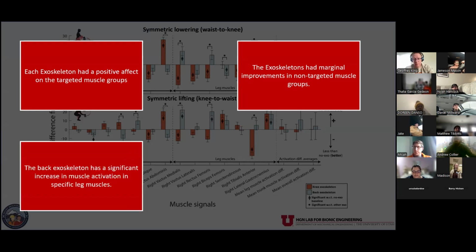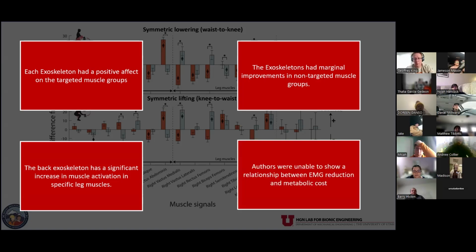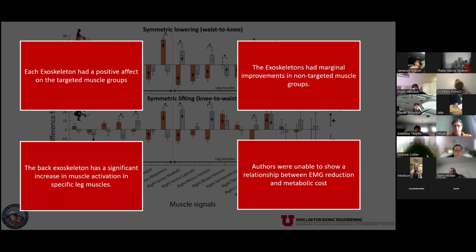Unfortunately, the passive back exoskeleton did have a significant increase in certain muscle group activations, which wasn't what the authors were expecting to see, and is kind of in line with this last conclusion, which is that the authors, with these findings, were unable to make a direct correlation between muscle activation or a decrease in muscle activation and decreased metabolic cost. And one of the reasons they give for that is because during this kind of motion, the back muscles are not doing a lot of what we call positive mechanical work.